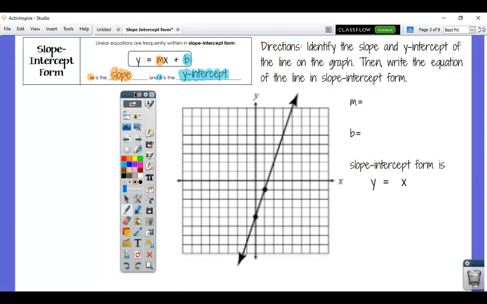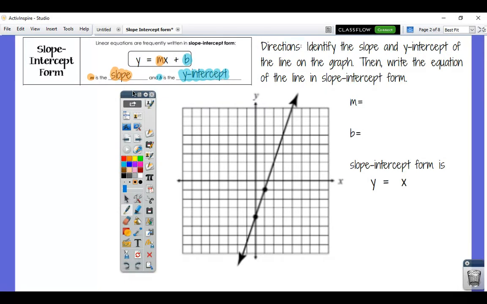Now, let's look at some graphs. We're going to take the same thing, y is equal to mx plus b, but they didn't give us any numbers. They didn't tell me what the y-intercept or the slope was, so I have to find it. So identify the slope and the y-intercept of the line on the graph. Then write the equation of the line in slope-intercept form. So I'm going to identify what my slope and my y-intercept are.